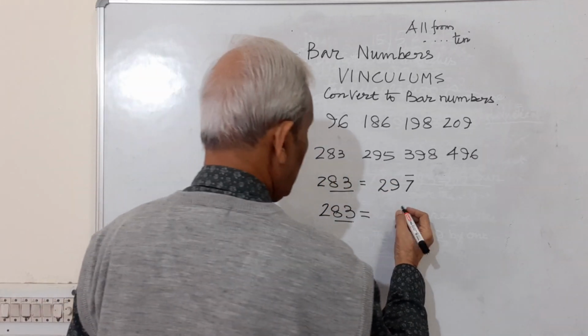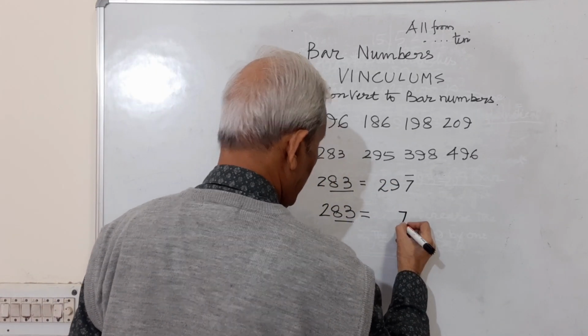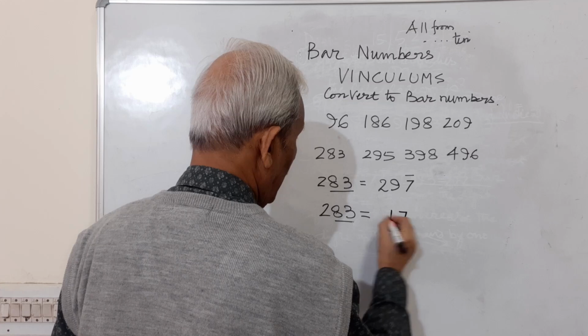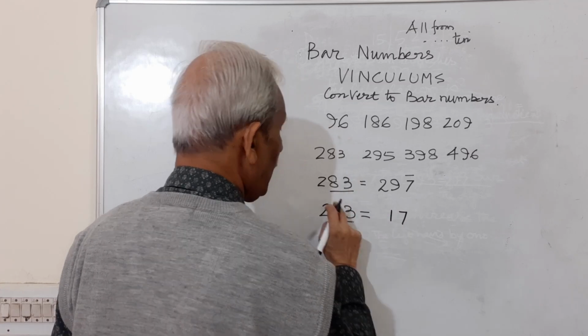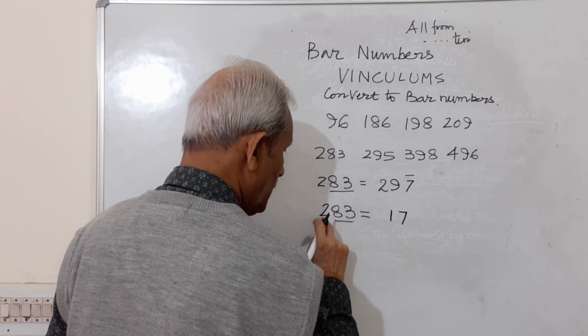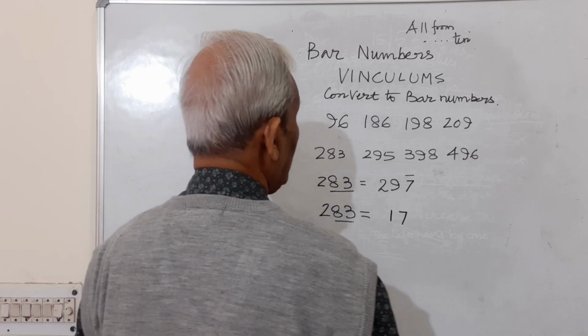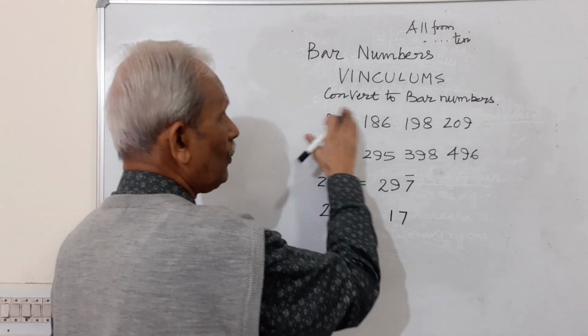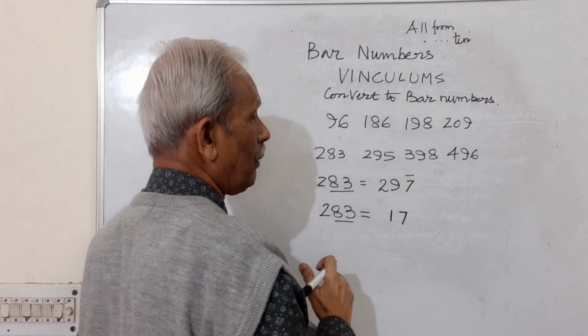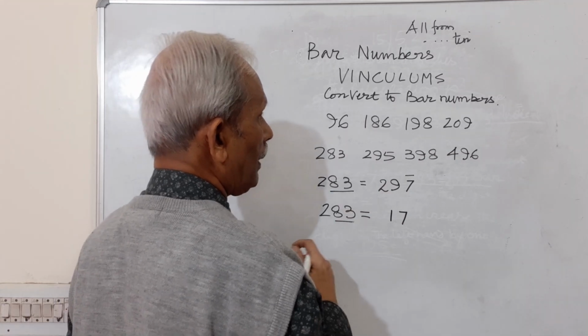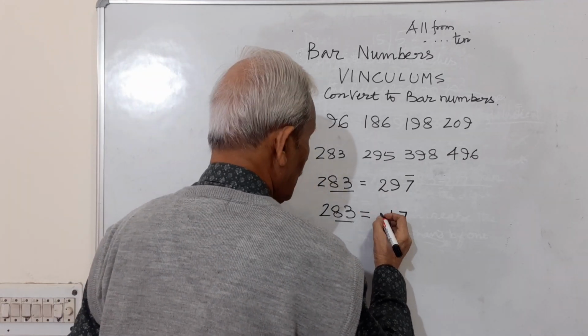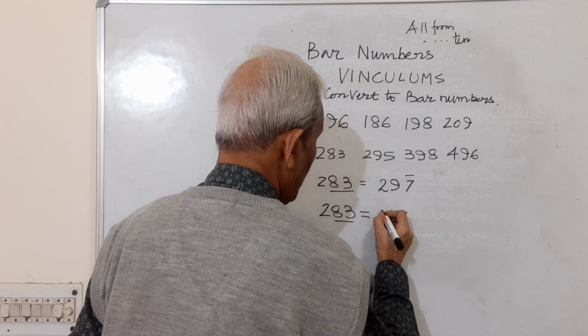So what will happen? 3, 7, 9 minus 8, 1. This is 10 minus 3 is 7, 9 minus 8 is 1, and this number will be what? Reduced or increased. We are making a vinculum, converting into a bar number. And we convert into a bar number, we reduce it always. So it will become 117, right?